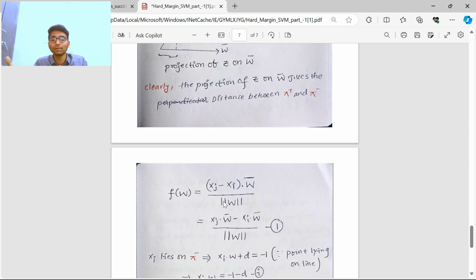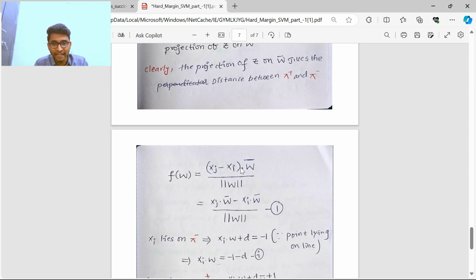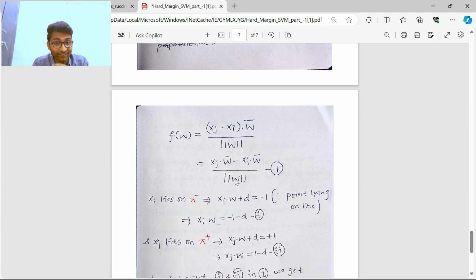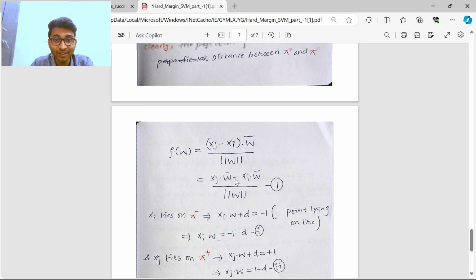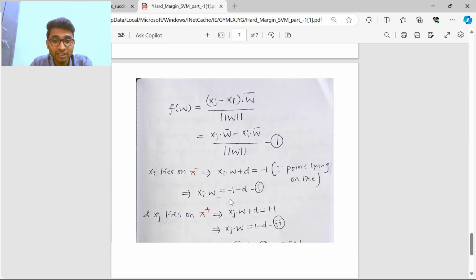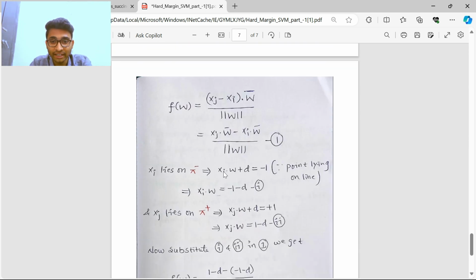What is the norm? If you don't know linear algebra, the norm is like the modulus of a vector. You can think of it like that. Now I just take w inside: xj dot w minus xi dot w, divided by the norm of w. And we know that xi lies on pi minus, which means it satisfies the equation of pi minus, right? xi dot w plus d equals minus 1, so xi dot w equals minus 1 minus d, right? We got this xi dot w.